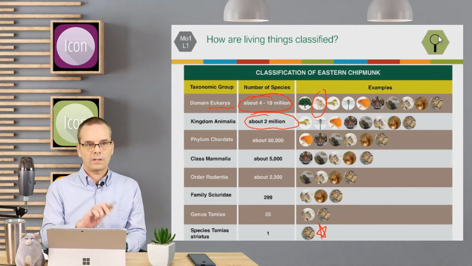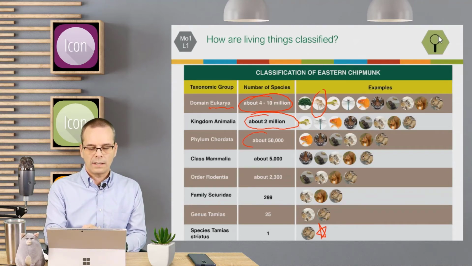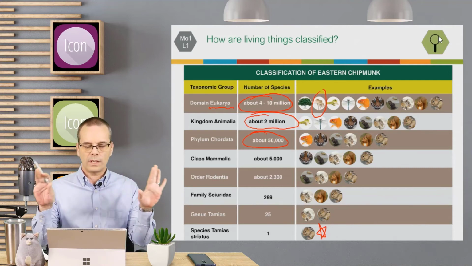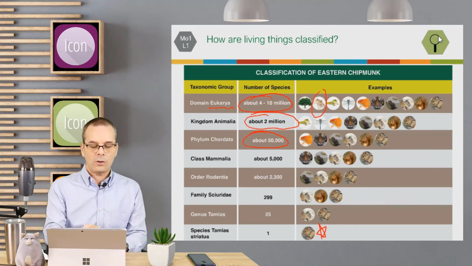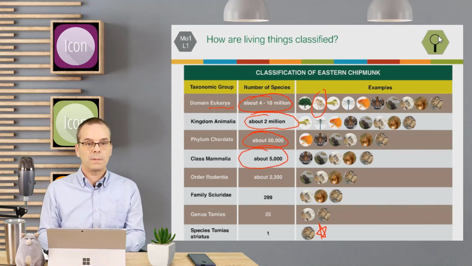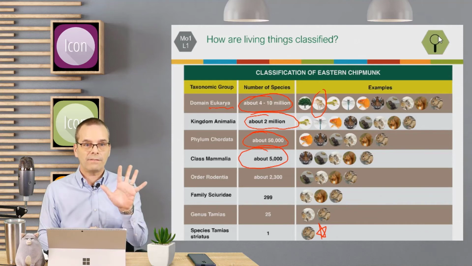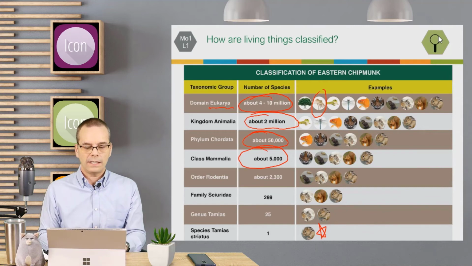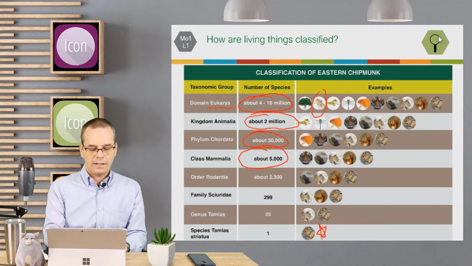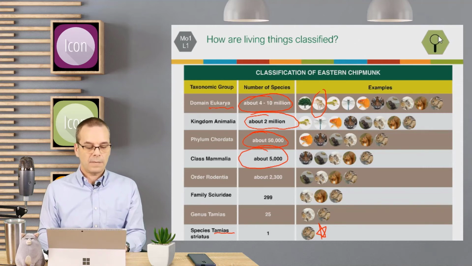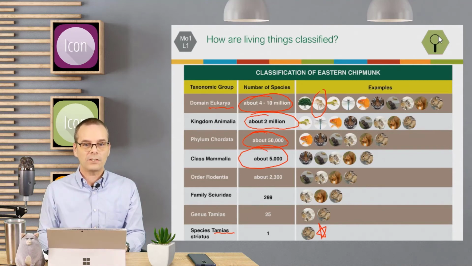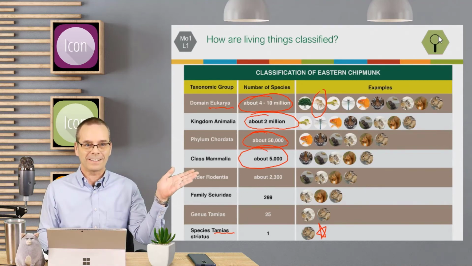So then they go down to the phylum, which is Chordata. And now we're down to about 50,000 species. All right, so they've gotten rid of some of them. And then they go down to the class, which is Mammalia. And now they're down to 5,000. And then they just keep going down and down till finally they've got the actual eastern chipmunk, which is what we call it, and is Tamias striatus. That is the binomial nomenclature name of the eastern chipmunk.